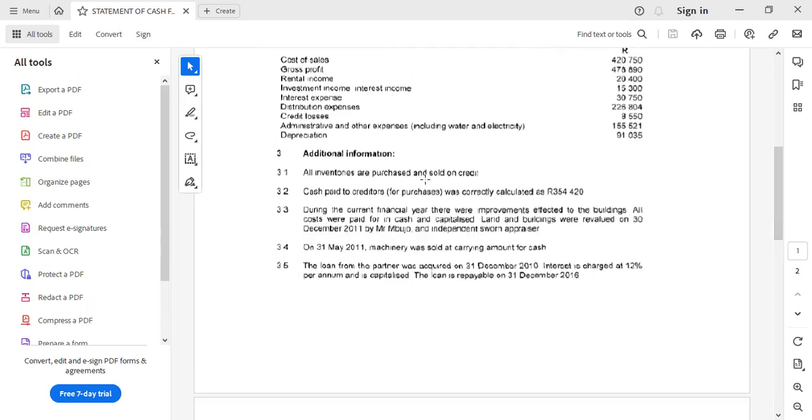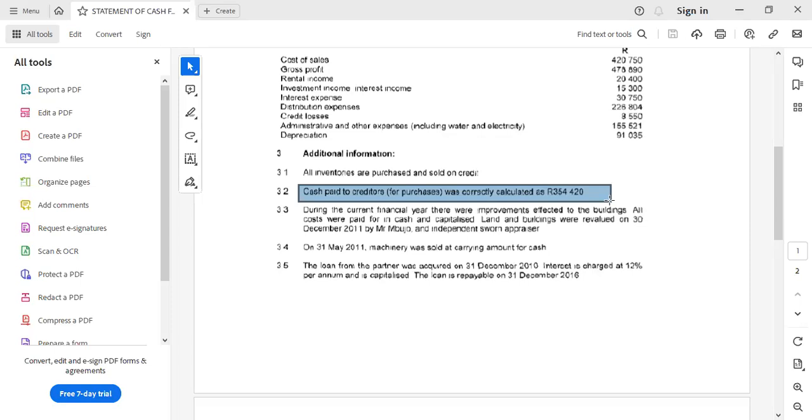Let's read the additional information. All inventories are purchased and sold on credit. That means not necessarily all sales or all purchases will have been received. But when we're doing the cash flow, we're interested in the actual money received. Right. Cash paid to creditors was correctly calculated as 354,420. It's given, but I might need us to calculate it.